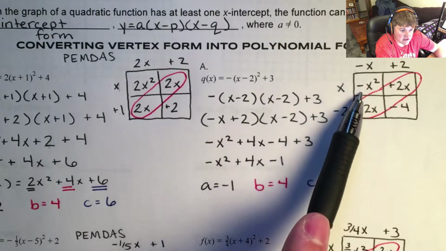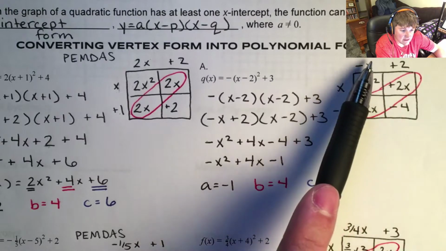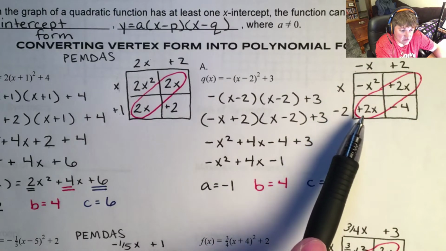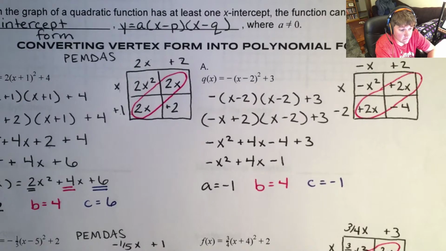x times negative x is negative x squared. x times 2 is 2x. Negative x times negative 2 is positive 2x, because a negative times a negative is a positive. And then negative 2 times positive 2 is negative 4.